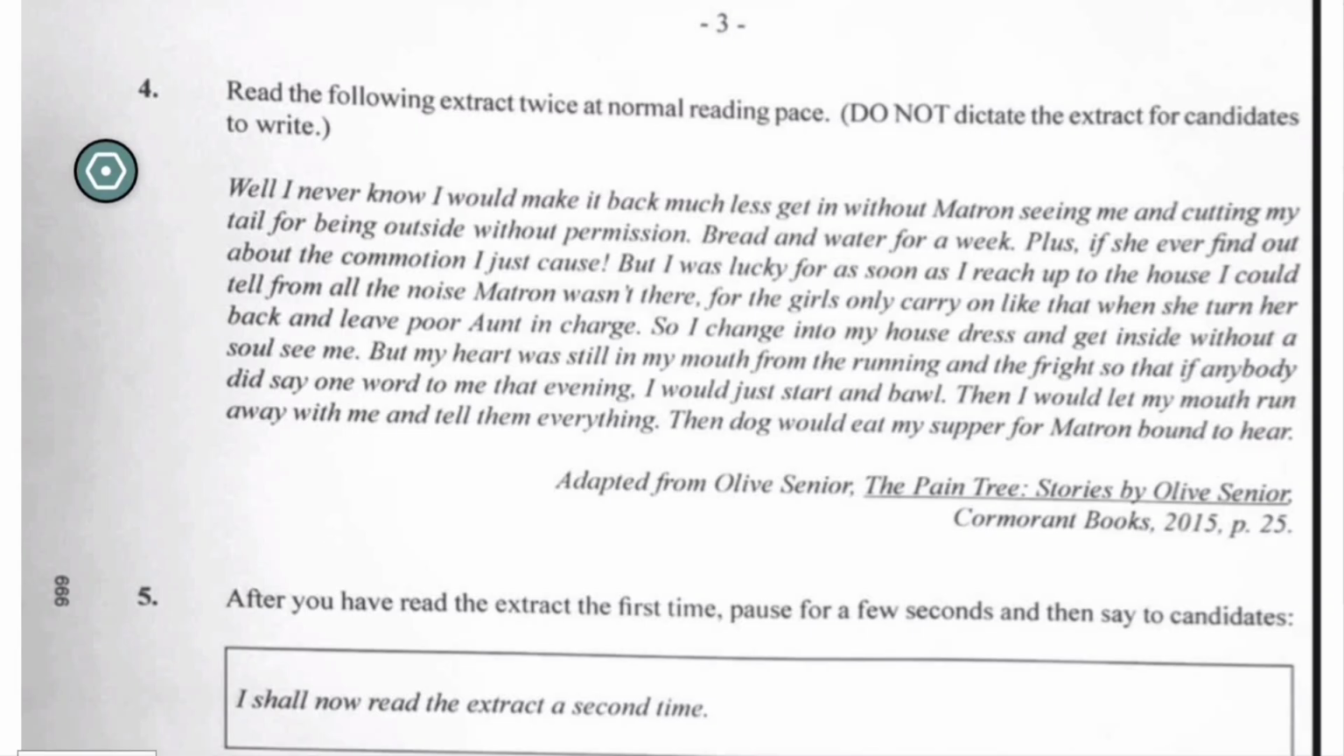Well, I never knew I would make it back, much less get in without Matron seeing me and cutting my tail for being outside without permission. Bread and water for a week. Plus, if she ever find out about the commotion I just caused. But I was lucky, for as soon as I reach up to the house I could tell from all the noise Matron wasn't there. For the girls only carry on like that when she turn her back and leave poor Aunt in charge. So I change into my house dress and get inside without a soul see me. But my heart was still in my mouth from the running and the fright, so that if anybody did say one word to me that evening, I would just start and bawl. Then I would let my mouth run away with me and tell them everything. Then dog would eat my supper for Matron bone to hear.